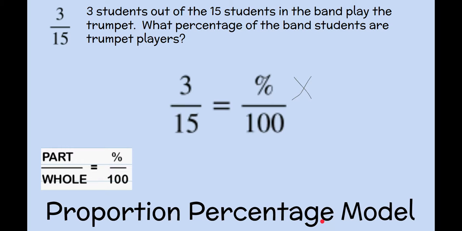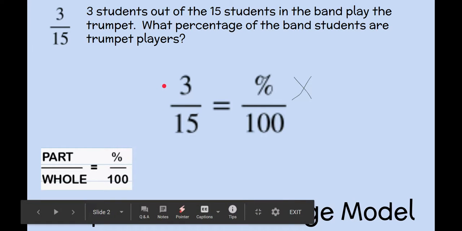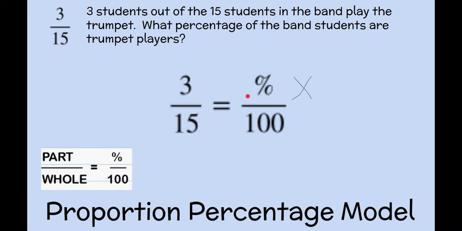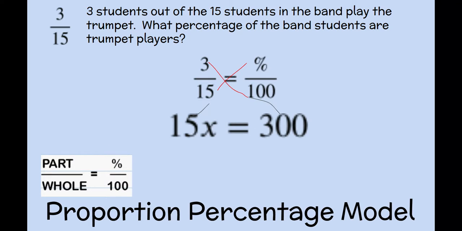On the next slide, I've started out by setting that up, and you will see there are 3 trumpet players out of 15, and that's equal to whatever percent it is out of 100. We're going to call that percent X for the moment because it's an unknown. It's a variable. We don't know what it is yet. To calculate this, you're going to do something called cross multiply, then divide. So we are going to cross multiply our 2 known values, which right now are 3 and 100.